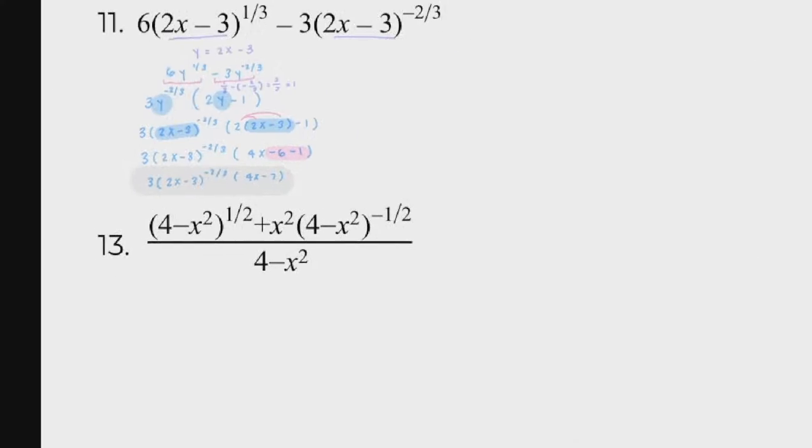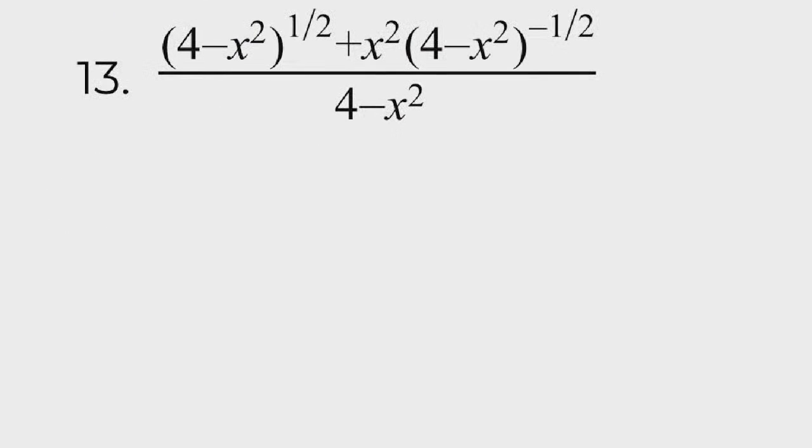Okay, last two. So number 13. I noticed that they all have 4 minus x squared. So let's first factor the numerator. In the numerator, we can take out a 4 minus x squared. And the power that I would want to use is -1/2 because that's smaller. And there's nothing else we can factor out.